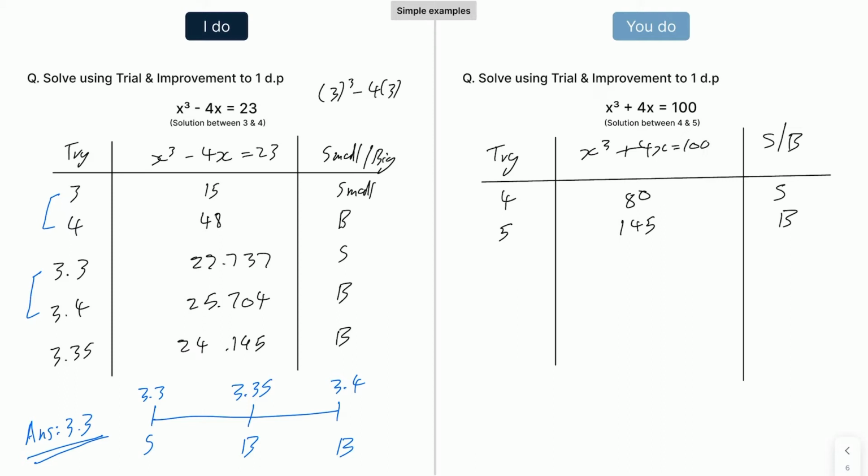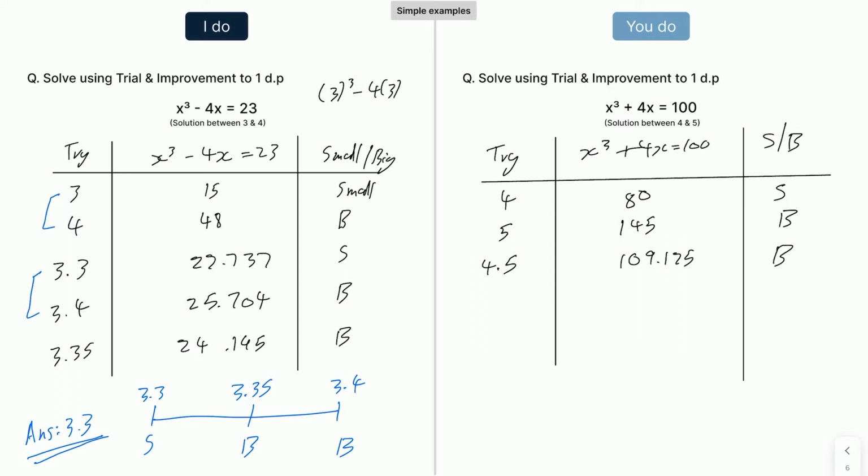Now looking at these two, I can tell the answer is closer to 4 than 5 because 80 is closer to 100 than 145 is. But again, if you're ever in doubt at this point, just go halfway between them. So that's 4.5. If you sub that into your calculator, you get 109.125. Now that is too big.